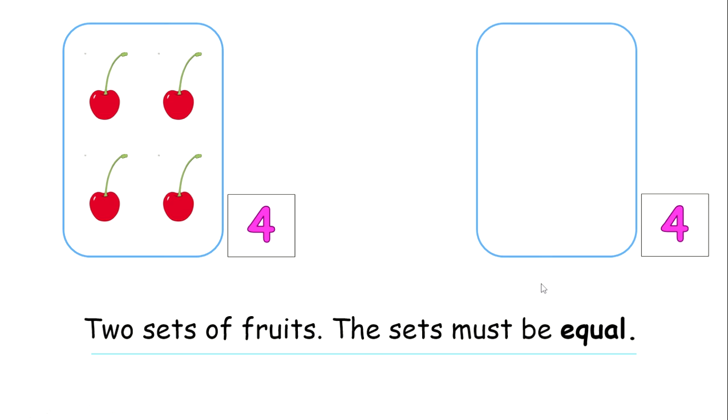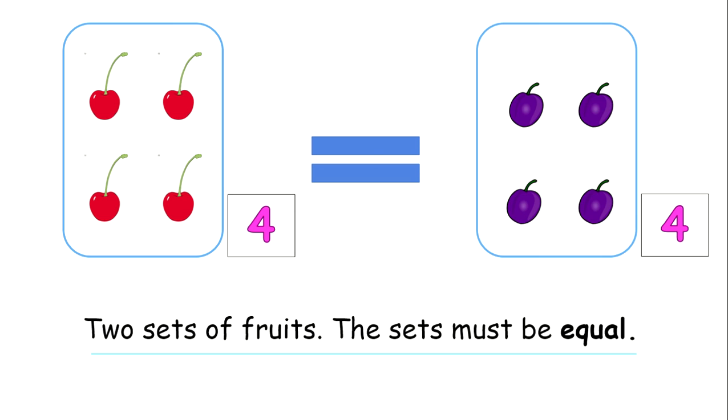I think that I'm going to draw plums. So let's go and draw 4 plums. So I have 1 here. 1, 2, 3, 4. Do both sets have the same number of objects? Yes, they both have 4. So that means these sets are equal.